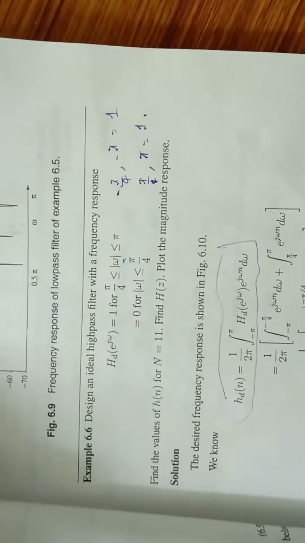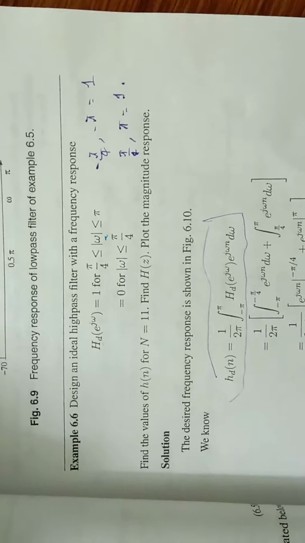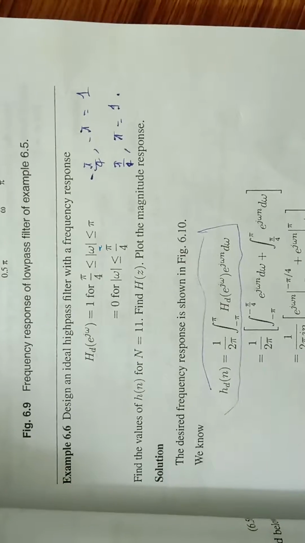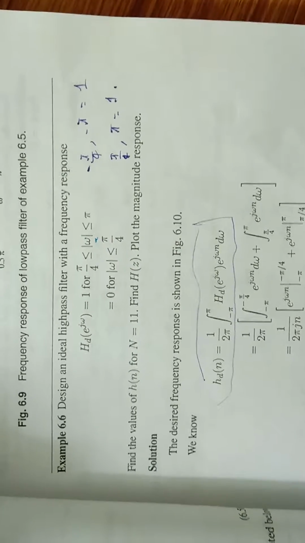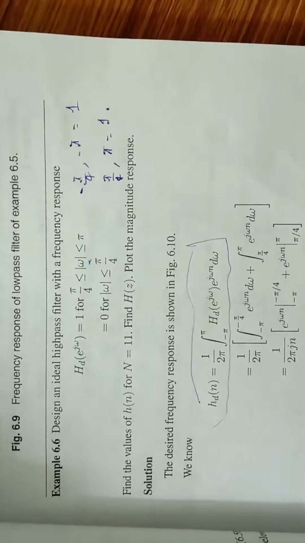Now I am going to solve this problem with the help of Hanning and Hamming windows. That means design an ideal high pass filter with a frequency response so and so. Find the values of h of n, find h of z, and plot the magnitude response using Hamming and Hanning windows. Let us consider. Is it clear?